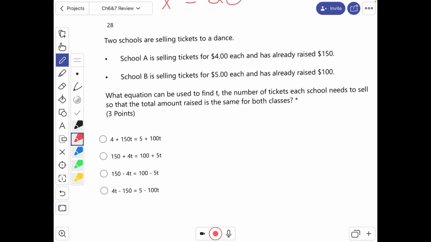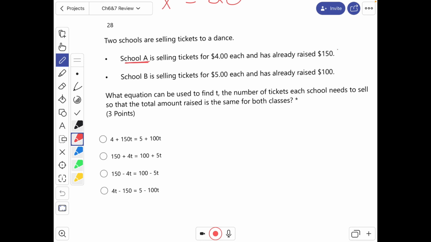Two schools are selling tickets to a dance. School A is selling tickets for $4 each and has already raised $150. School B is selling tickets for $5 each and has already raised $100. What equation can be used to find T, the number of tickets each school sells, so that the total amount raised is the same for both schools?